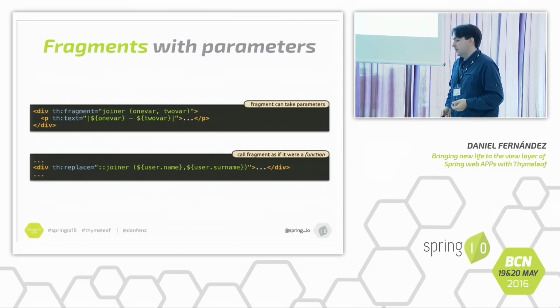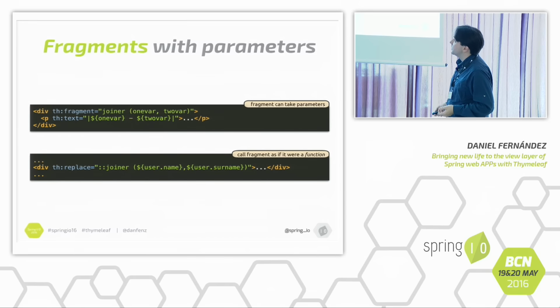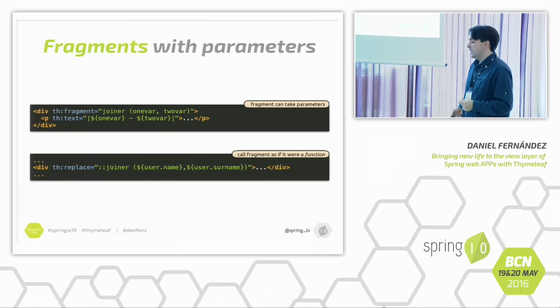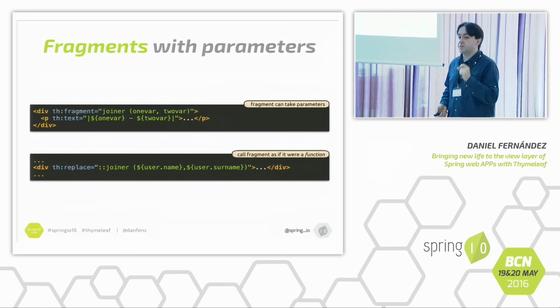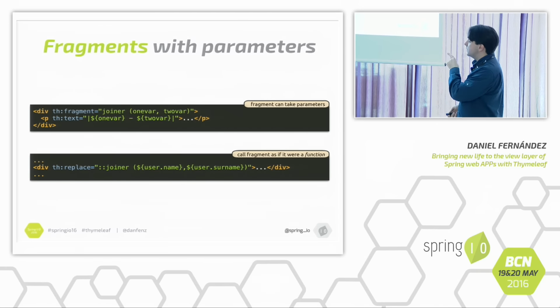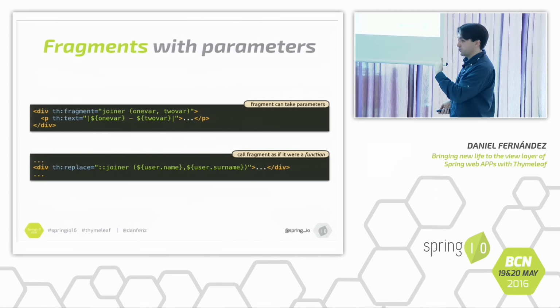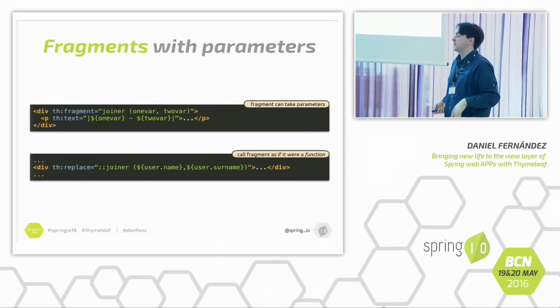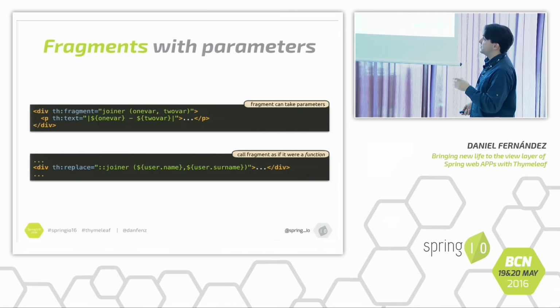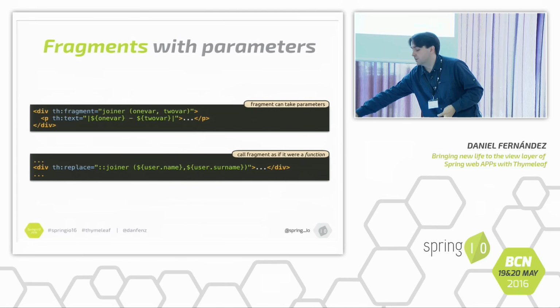More on fragments. Fragments with parameters. Whenever we specify a fragment, we can specify a couple of attributes to them. Well, not a couple, one attribute, 11 attributes, the number that we want, and then use them inside the fragment. That will allow us to call the fragment as if it were a function. We can call it, as you can see in the piece of code at the bottom of the slide, we are calling that fragment called joiner, which is in the same template. That's why there's nothing on the left side of the double colon. We can call that joiner fragment, specifying values for those two attributes.